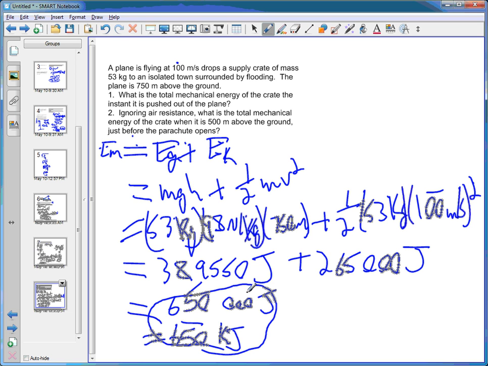Well, then we know that the mechanical energy doesn't change, and so the answer again is going to be 650 kilojoules. It's going to be 650 kilojoules at 700 meters, at 650 meters, at 600 meters, all the way through that fall. The mechanical energy doesn't change. It's just that some of the gravitational potential is converted to kinetic.